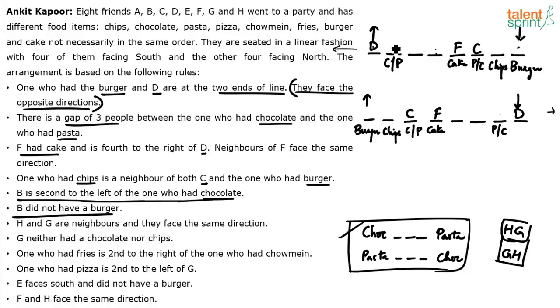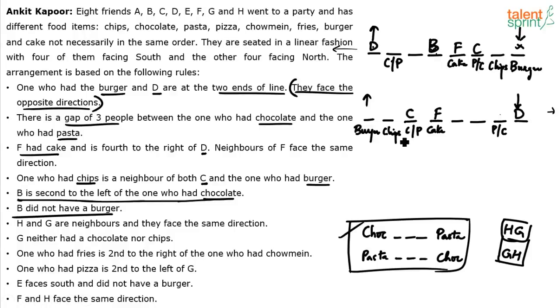Now, there are two possible positions for chocolate. Chocolate either comes here or here. Now, if you take this as chocolate, B is second to the left of the one who had chocolate. So understand, if this is chocolate, where can B come? B can come in this position. B cannot come on this side. But then how do we know this is chocolate? Not guaranteed. Chocolate can be this also. But then if you consider this to be chocolate, where can B come? B can either come here or here. But then we also know that B did not have burger. So B cannot come here. So irrespective of whether chocolate comes here or here, B has to come in this position only. So I can fix that B is here. I still do not know where chocolate comes, but I am sure that B sits in this position.